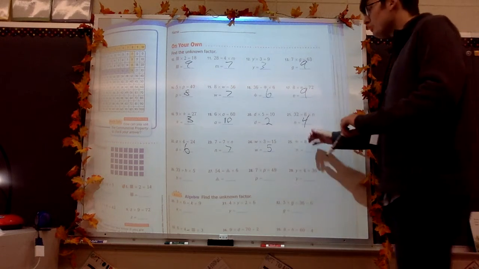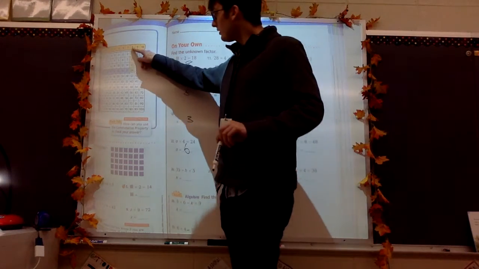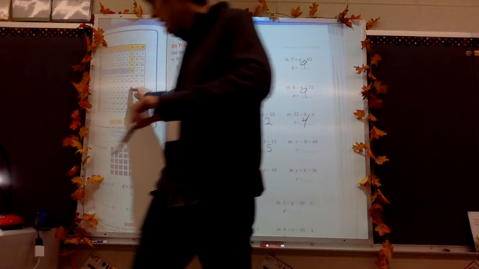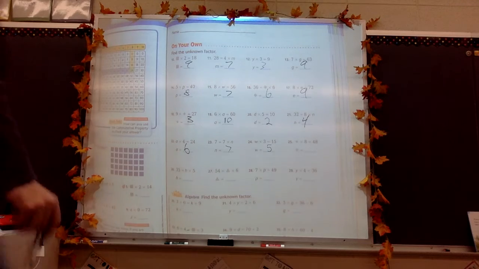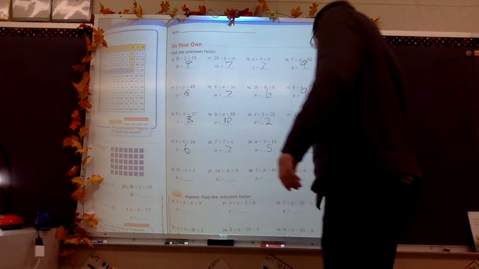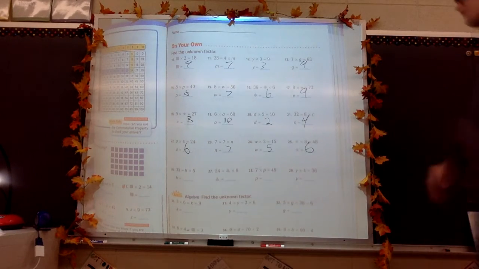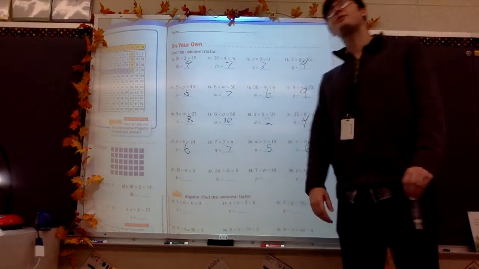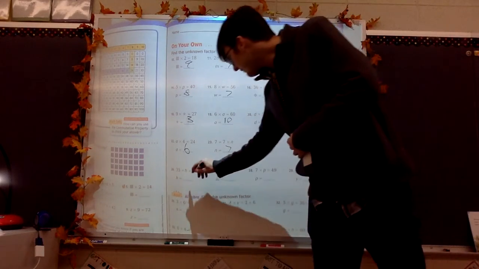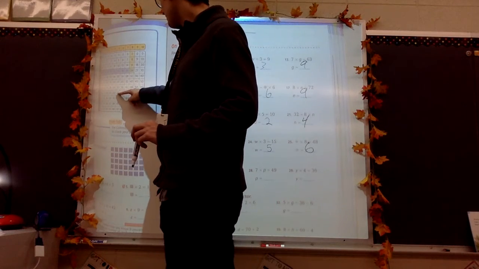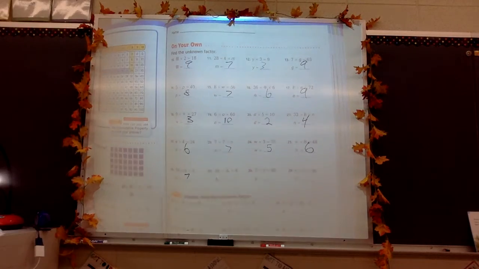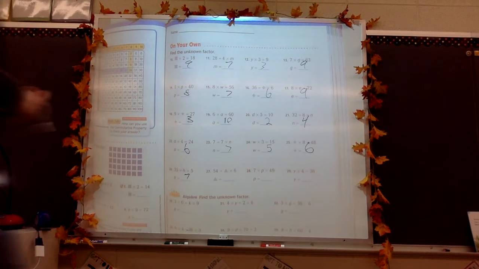Blank times 8 equals 48. We'll use the chart here. Go on down, 48. Go to the left. See, that's 6. 6 times 8 equals 48. 35 equals h times 5. That would be 7. You can double check that by going over to the graph here, going down to 35, going to the left, and seeing that it equals 7.